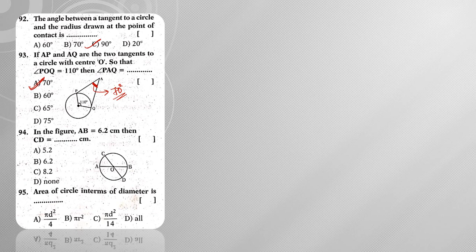Next, in the figure, AB is equal to 6.2. So what is AB here? AB is nothing but the diameter because it is passing through the center of the circle. Then CD is also the diameter, so CD is also 6.2 centimeters. Next, area of circle in terms of diameter. So area of circle in terms of diameter is nothing but pi d square by 4.